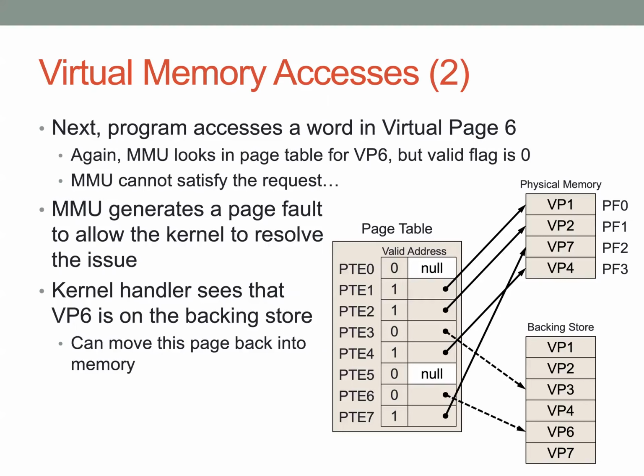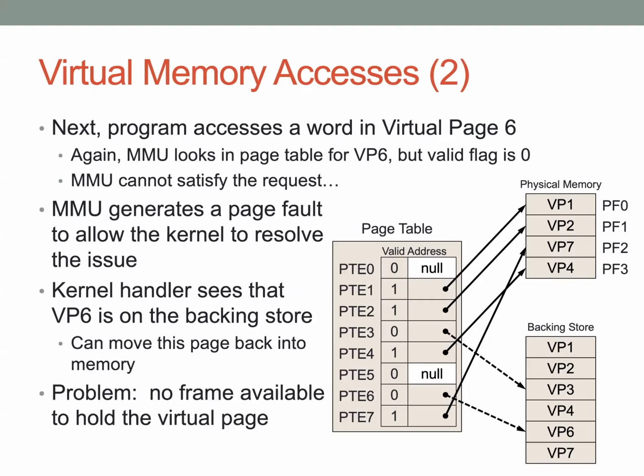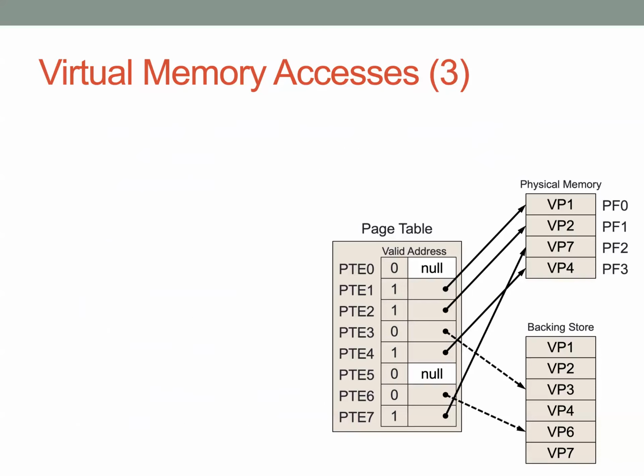And so that's what the OS kernel sets out to do. The only issue is, because we have a universal picture of the computer right now, we can look at our physical memory and we say, there's no frame available. All the frames are in use by other virtual pages. So now the kernel has to figure out which page to evict out of its frame so it can free up a frame, and then it can move virtual page 6 into that frame.